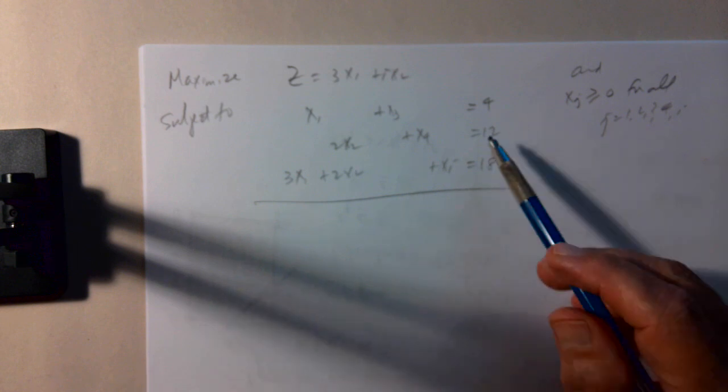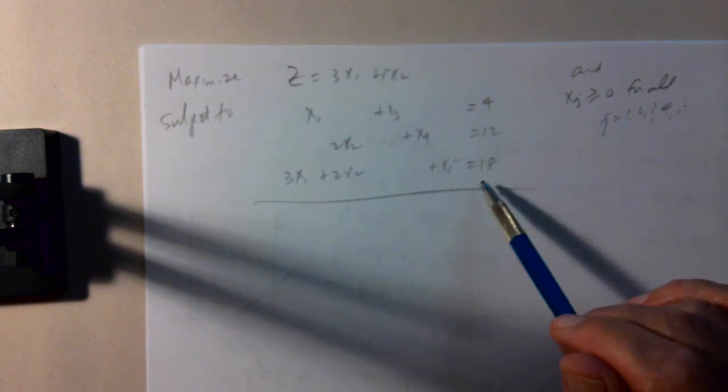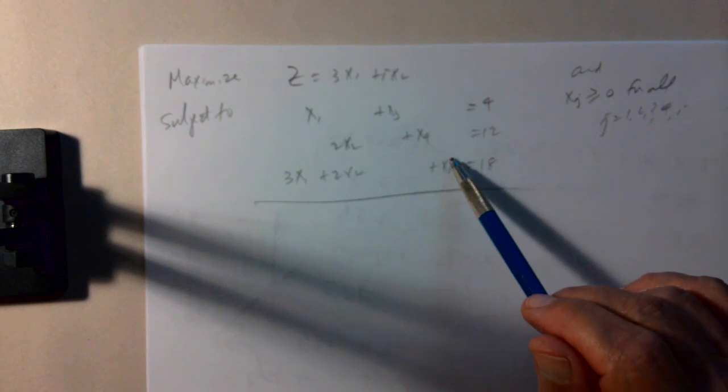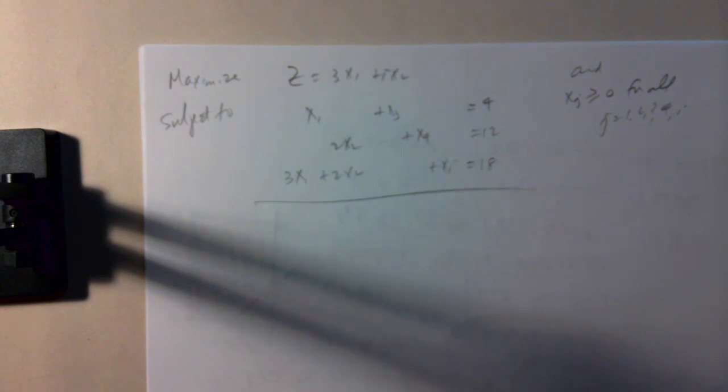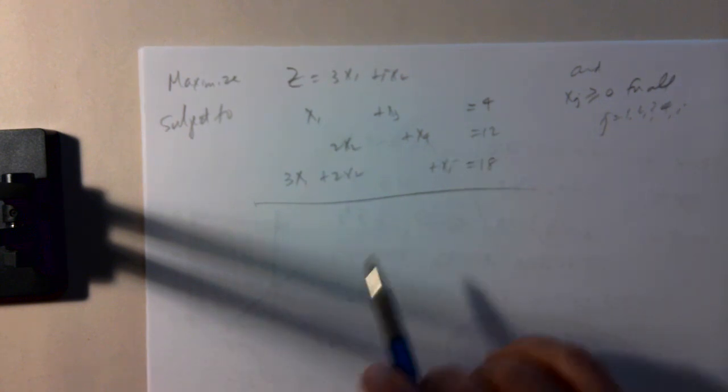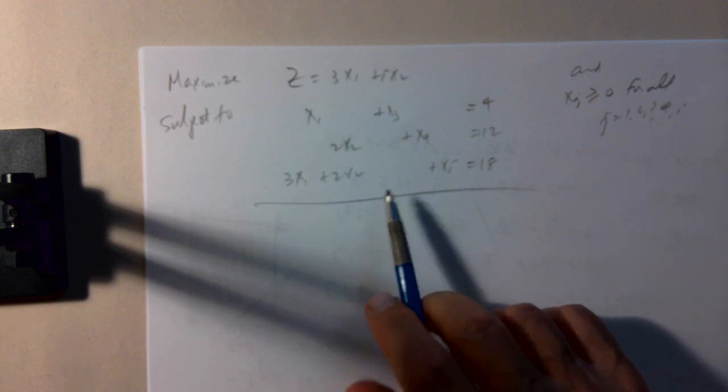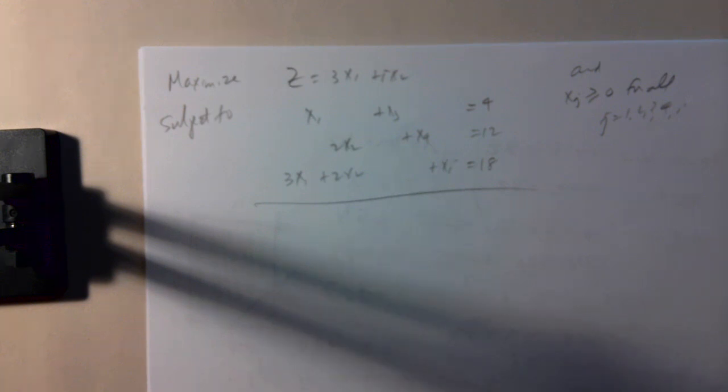Now we look for solutions of these equations. So we have 3 equations and 5 variables. If we assign values to 2 of the variables, then we end up with 3 equations and 3 variables. So there's generally a unique solution.